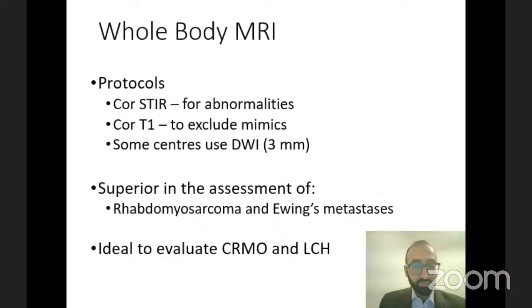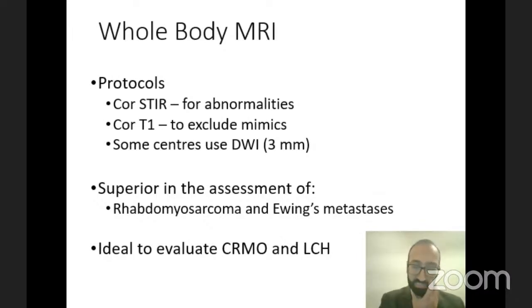So what protocols do you use? Particularly for malignancy, you're going to use a coronal STIR and a coronal T1. You want to see the STIR because it's going to help draw your eye to the area of marrow signal abnormality as high signal. And you want to look at the T1 just to make sure that you've got marrow replacement, so you're looking for that hypointensity relative to muscle. Some centers also use DWI, but we don't do that in my practice, and I think that's an area of ongoing research.